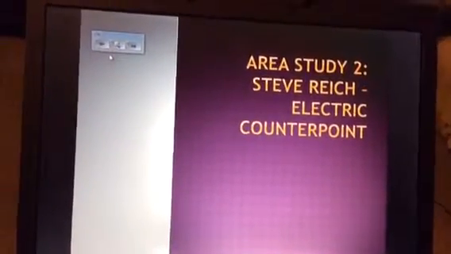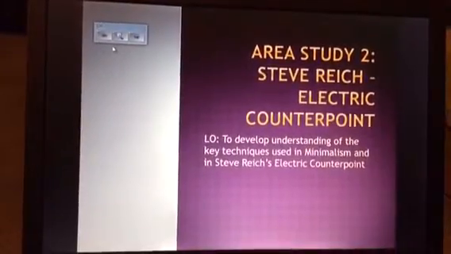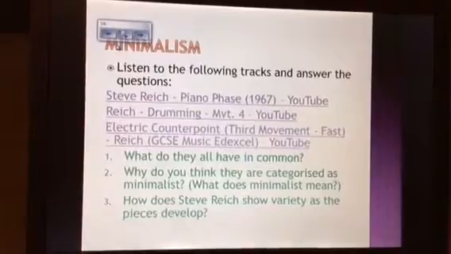Area of Study 2, Steve Reich, Electric Counterpoint. The idea is to develop understanding of the key techniques used in minimalism and in Steve Reich's Electric Counterpoint.